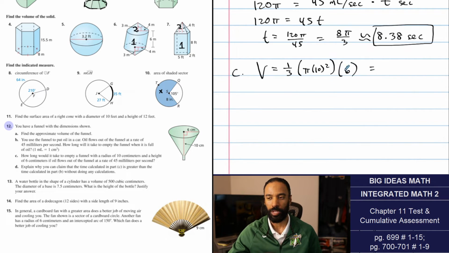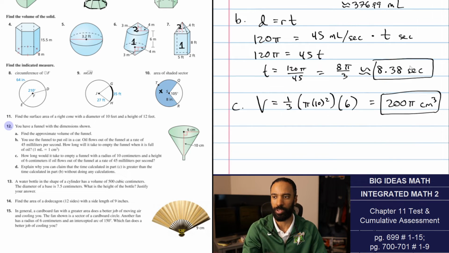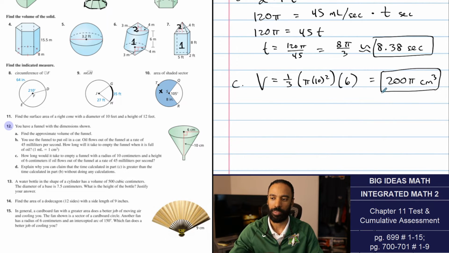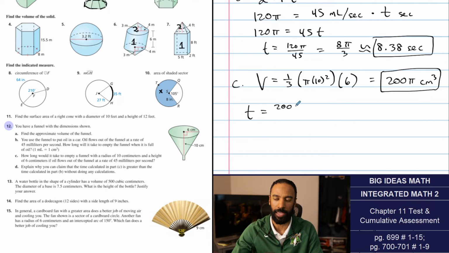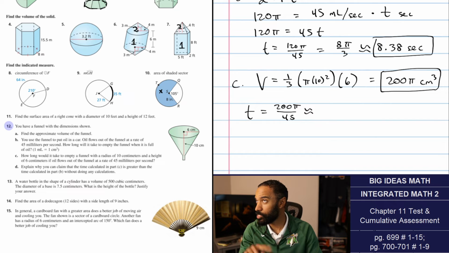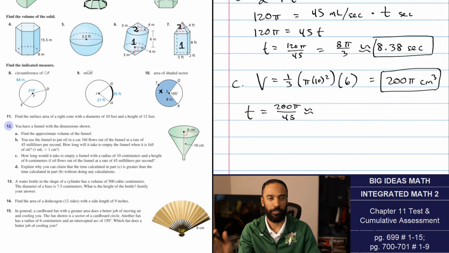1/3 of 6 is 2. 2 times 100 is 200. We get 200 pi cubic centimeters of volume. Compare that to the 120 pi. It's a little bigger. Now, that's not the final answer. They asked for how long would it take. We divide this by 45. So this time is 200 pi over 45. I'm going to venture a guess, a little less than, probably in the 14s.